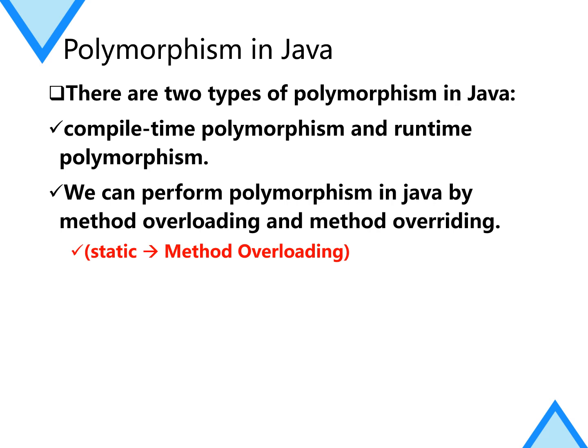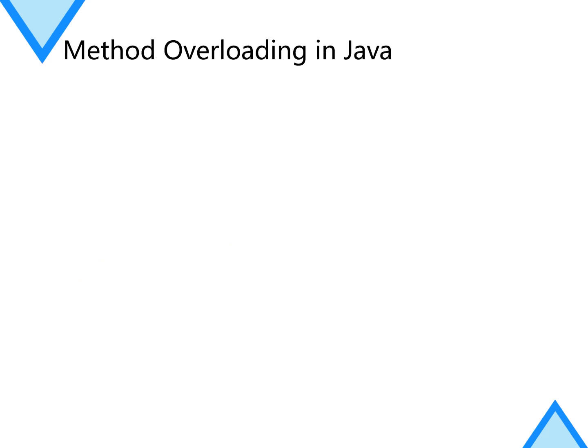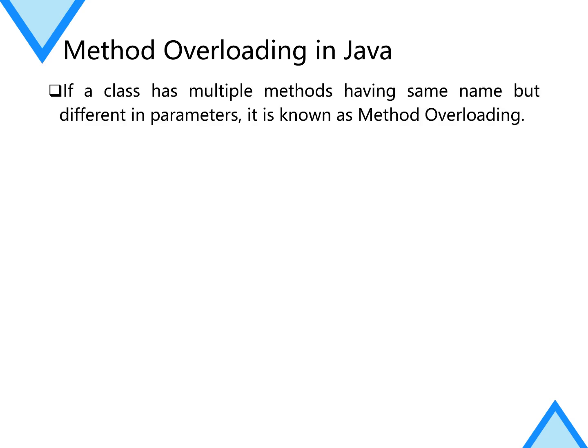The type of polymorphism which we implement through method overloading is called static polymorphism or static binding, while the type which we implement through method overriding is called dynamic polymorphism. Static polymorphism is decided at compile time, while for dynamic polymorphism, which method will be called is not decided until runtime. Now we come to discuss method overloading in Java.